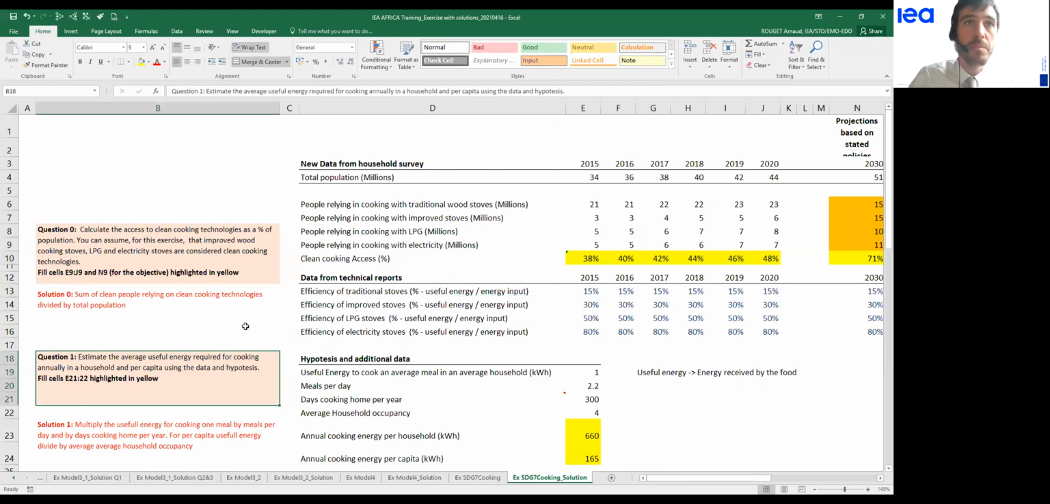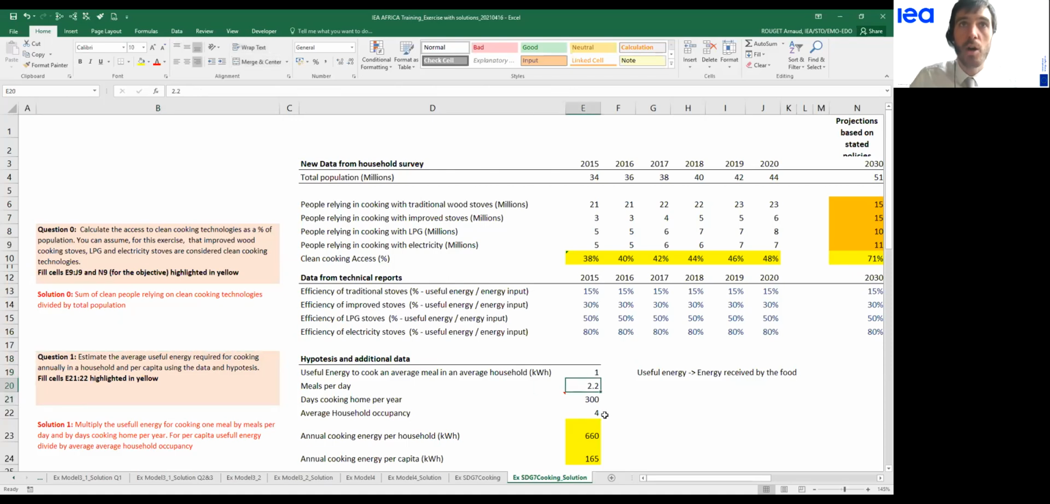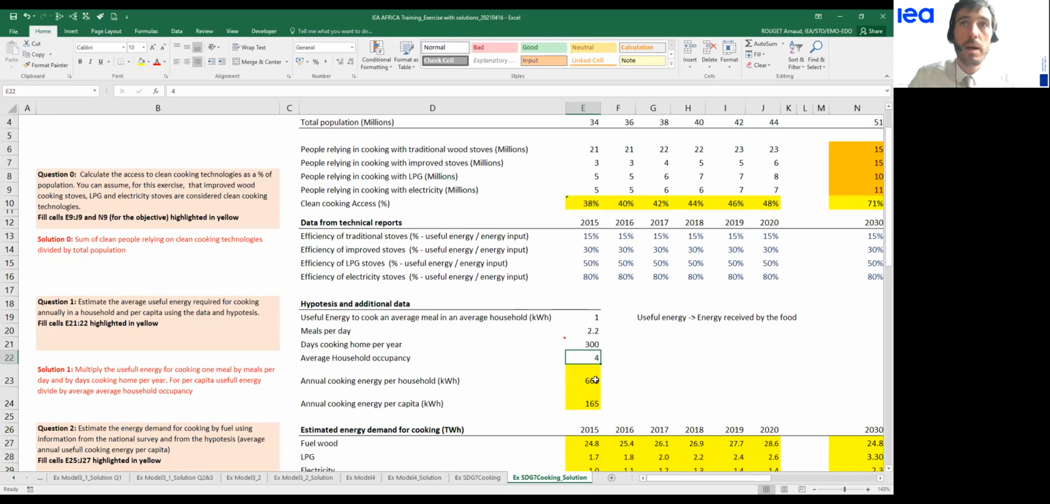So the first question was to try to understand at a household level what is the annual energy need required for cooking services, and you were given some assumptions that can be refined and adapted context by context: how much energy is needed to cook a meal on average, how many meals per day we expect, how many meals or days cooking at home versus maybe eating outside, number of people per household. And by multiplying all those factors, you would get the annual cooking energy need per household, and you can bring it down to a per capita level.